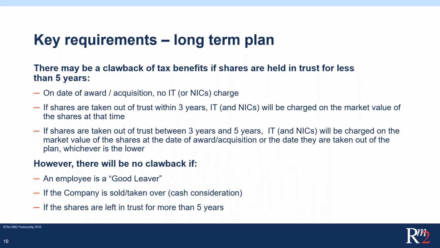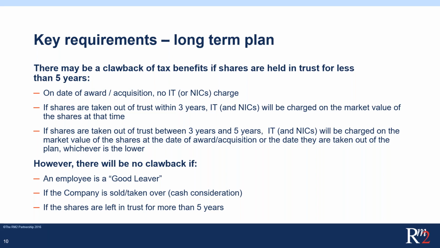And the final point relating to SIP is that it's a long-term plan. The maximum tax benefits will only accrue at the end of 5 years, and if shares are taken out of the plan before that time, there may be a clawback of the tax benefits. So, for example, on the date of the award, if you give somebody free shares, there's no income tax and there's no national insurance contributions charge.